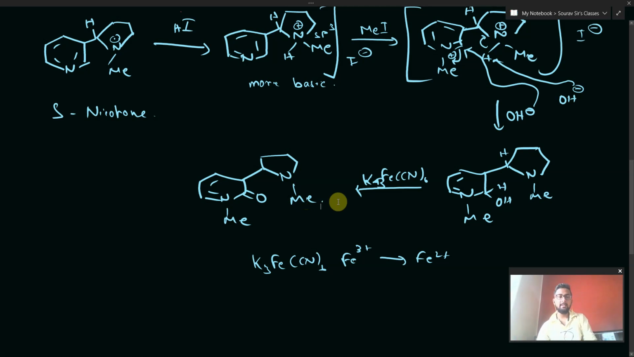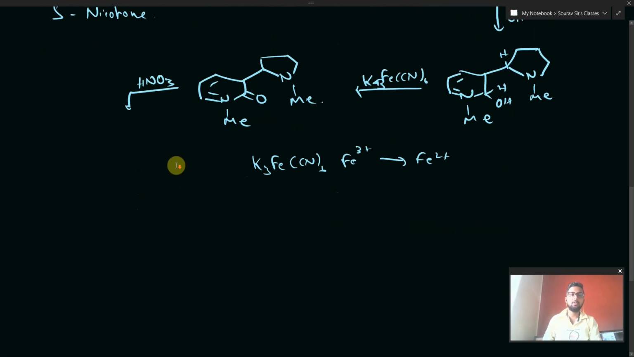Then directly we'll be providing the main oxidizing reagent that we talked about earlier in this video, which is basically HNO3. If you provide HNO3, this bond will be breaking, and we'll be getting one COOH group. So we'll be getting N, Me, here we have COOH, and here we have H basically.